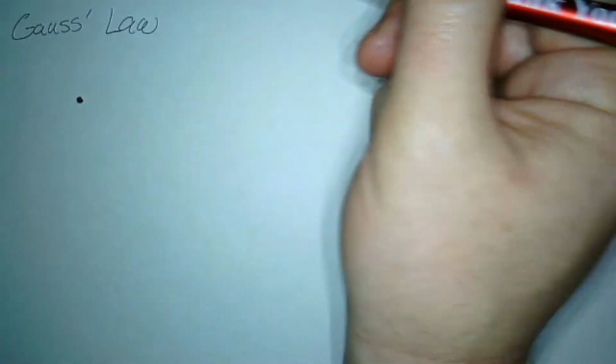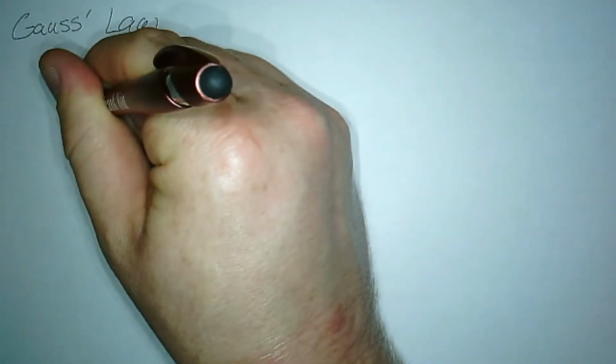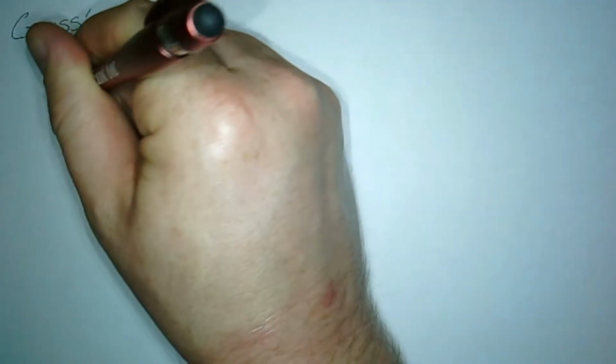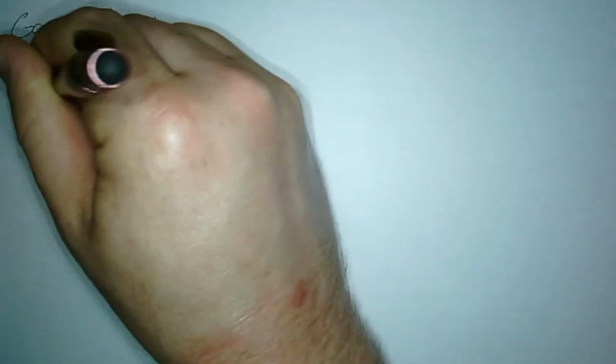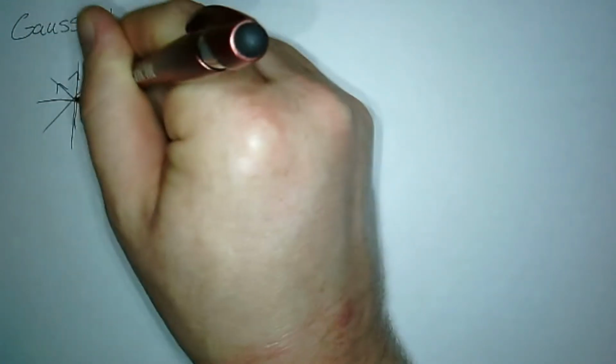You have a point charge. There it is. Ta-da. It has a charge of plus Q. So it has an electric field that looks, let's make it a little bit bigger, kind of like this. And it points outwards because it's positive.